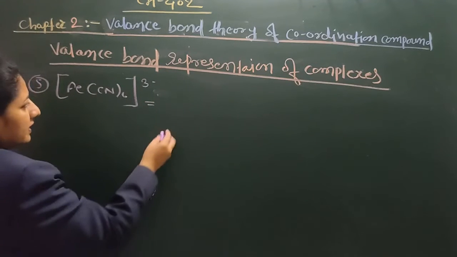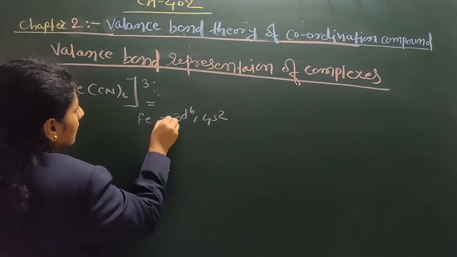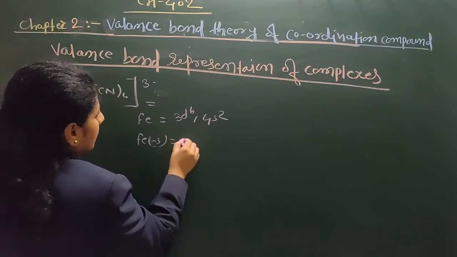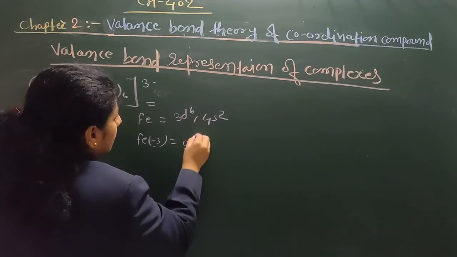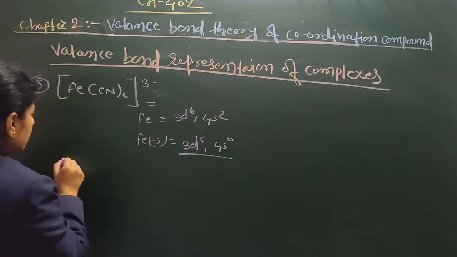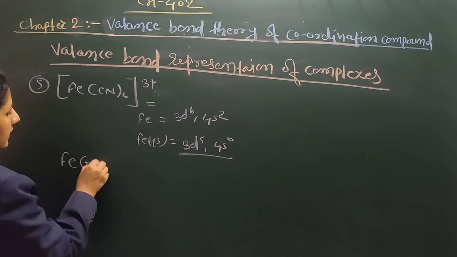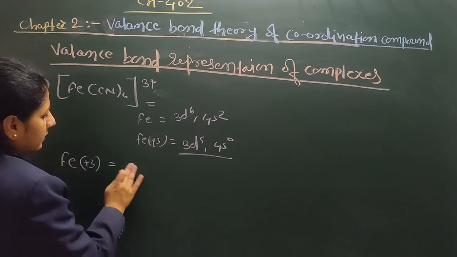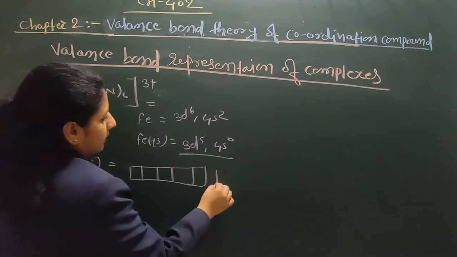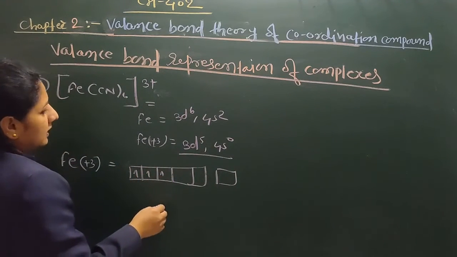As we know, Fe is 3d6 4s2, and for Fe3+ it will be 3d5 4s0. So let's draw this 3d complex. Here for the 3d5 configuration, 4s0, there will be five electrons in the d orbitals of this complex.